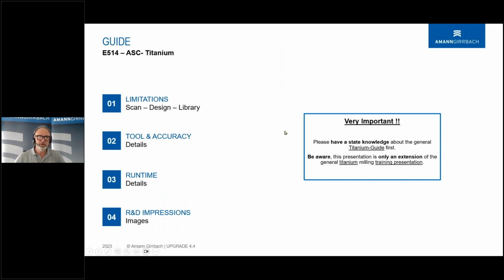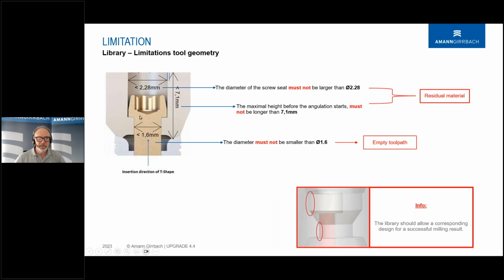Very important, we are going to the limitations. Of course, we need special space to make it possible to reach every area with the burr. Therefore, this hole has to be minimum 1.6 millimeter. 1.6, so the burr is 1.5. It needs a little space to come in. This part here should not be longer than 7.1 millimeter because the burr is not longer at the end. And this screw channel opening must be larger than 2.28. Otherwise, it's not able to mill out. But if you consider these restrictions, then it will be very fine.